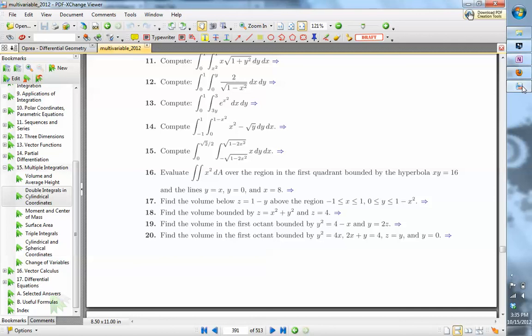Okay, 15, yes, 15. Compute that integral. I'm not so much interested in computing it right now as I am understanding what the region of integration is. Vertical slices, integrating with respect to y first. That means you're going from y equals this up to y equals this. Let's just focus on the top thing here. Y equals that. What kind of curve is that?